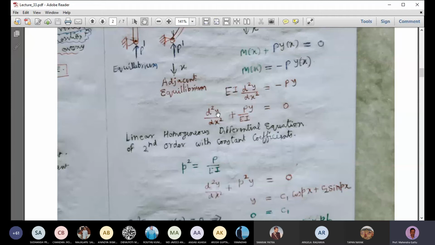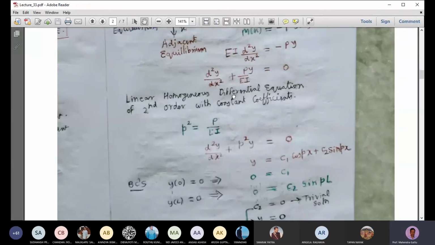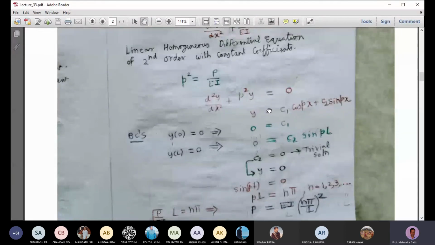So here we again introduce our small p term. So small p is square root of P by EI. So p square will be P by EI. So d²y/dx² + p²y = 0. For this problem we have actually done some analysis.